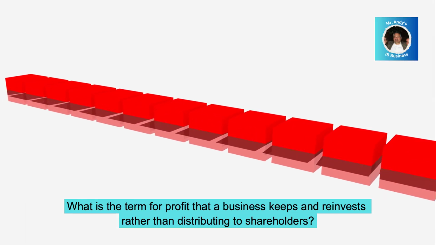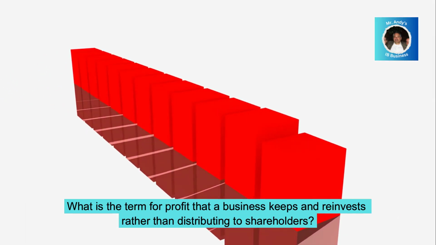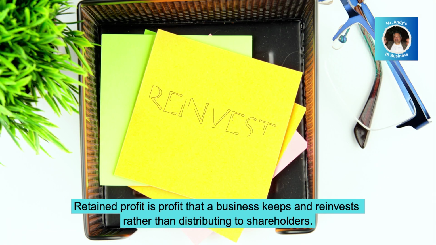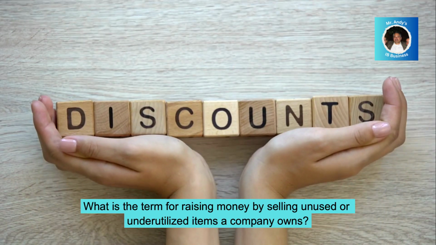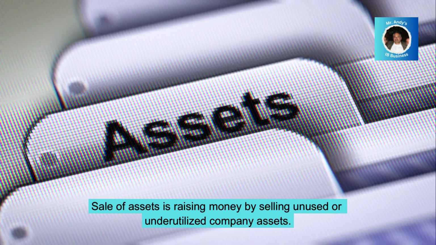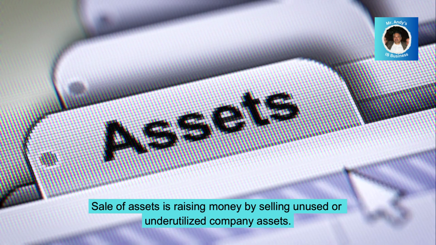What is the term for profit that a business keeps and reinvests rather than distributing to shareholders? Retained profit is profit that a business keeps and reinvests rather than distributing to shareholders. What is the term for raising money by selling unused or underutilized items a company owns? Sale of assets is raising money by selling unused or underutilized company assets.